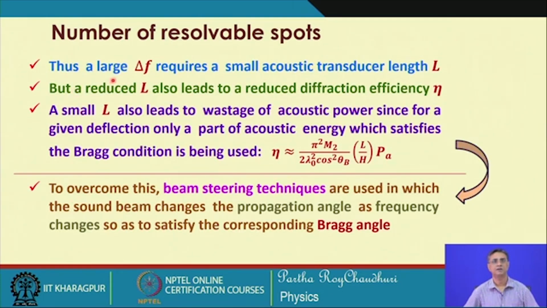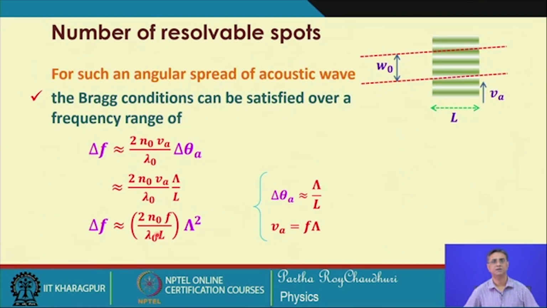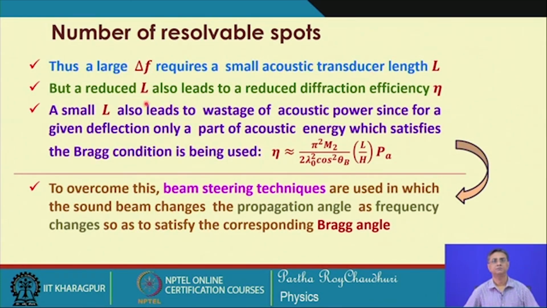Now, thus the large delta f requires a small acoustic transducer length. Look at this equation. This L should be small if you want to get a good range of acoustic frequencies over which the deflection should take place. So, for a wide range of acoustic frequencies as a deflector, this L should be small, but this reduced L also leads to a reduced diffraction efficiency.